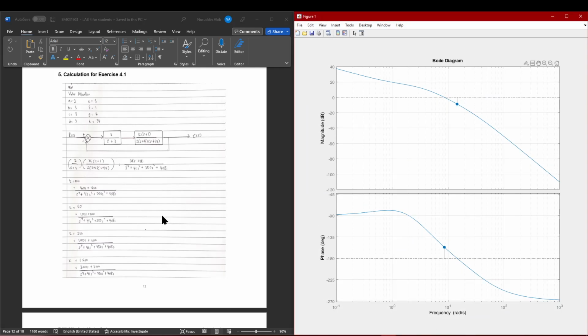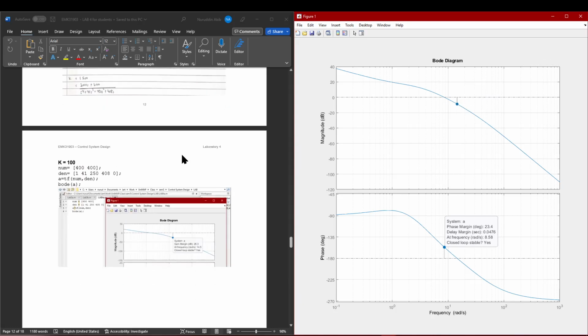Okay, for this k equal to 1500, we can see the margin value decreasing, which means it is not good for the system.